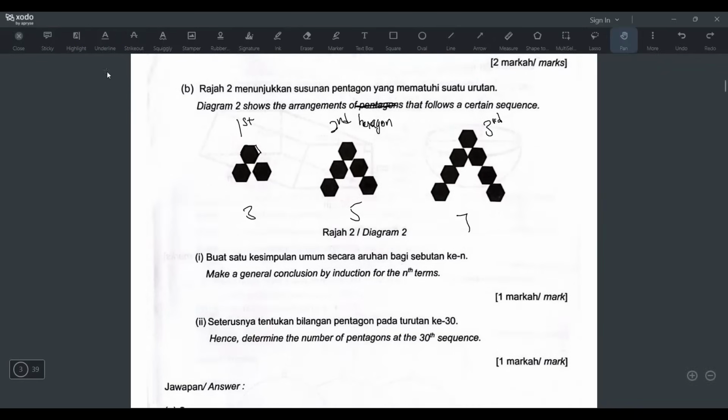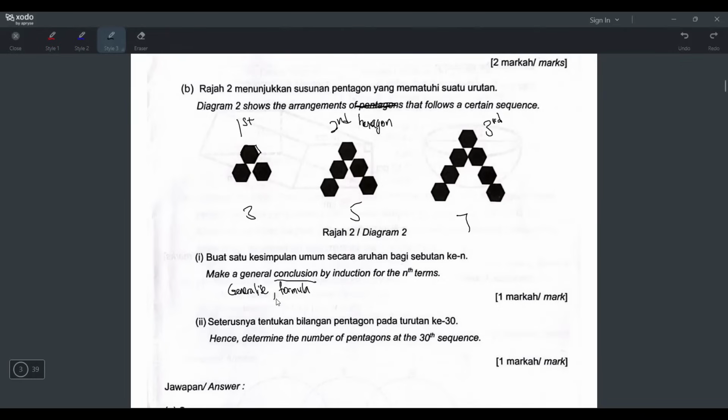For induction questions, they always ask you to write the conclusion. But what does conclusion mean? It means they want you to write a formula. You need to generalize and write down the formula. So you have the first number being 3, the second number 5, then 7. If you want to make a formula out of this, you need to make sure you recognize the pattern. You need to see what the pattern is here.